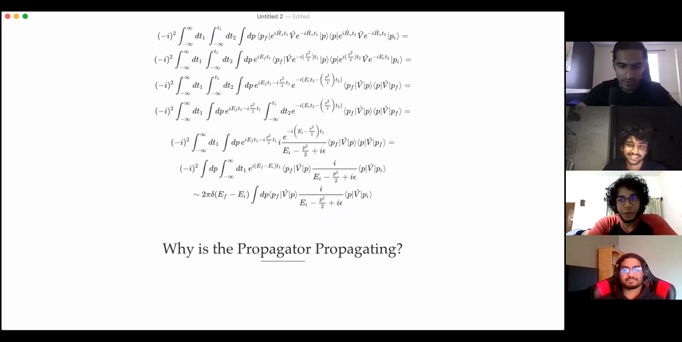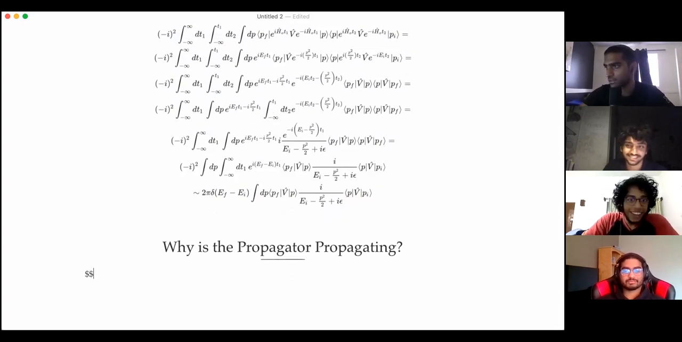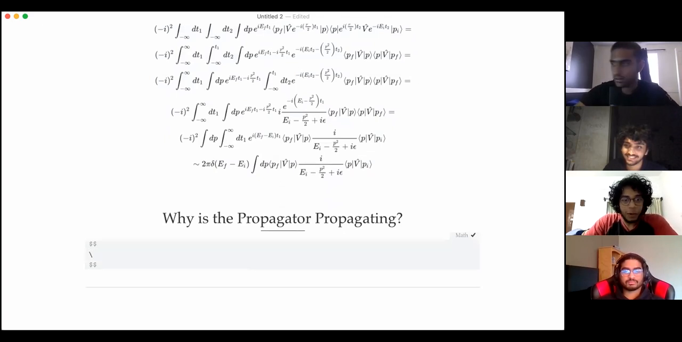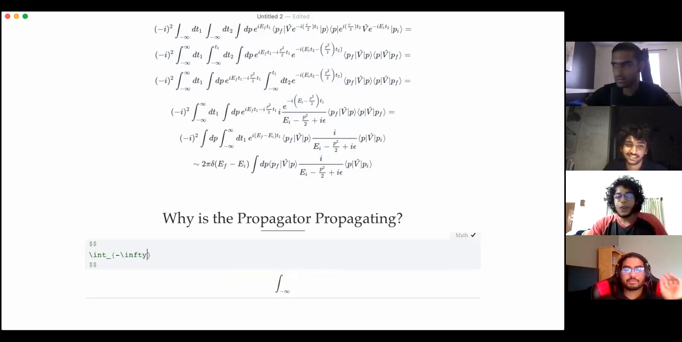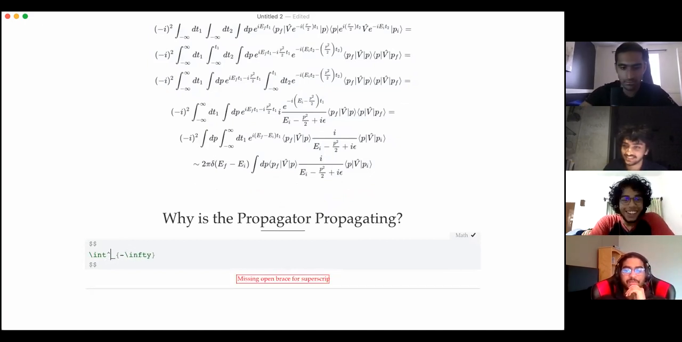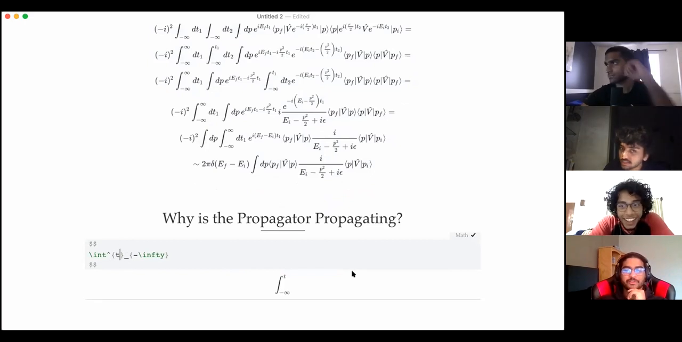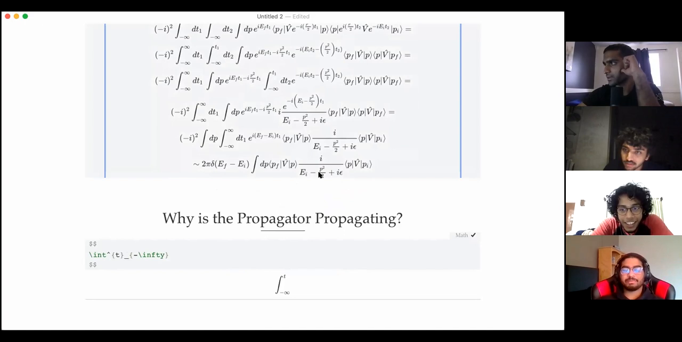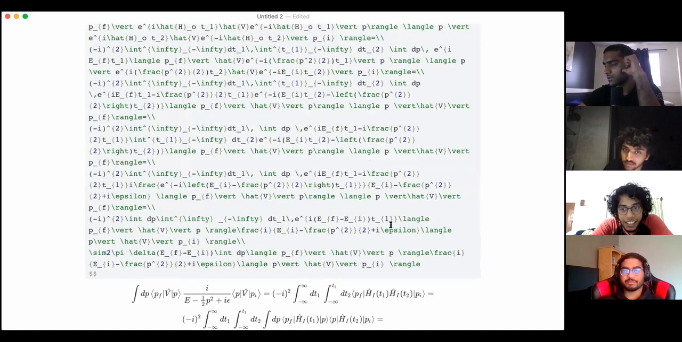So let's go back to our famous formula now. That's what a propagator does. Yeah, sure. Question here: when in the denominator you have EI minus P squared over 2 plus the I epsilon stuff, in that case, is P the 3-momentum or the 4-momentum squared?